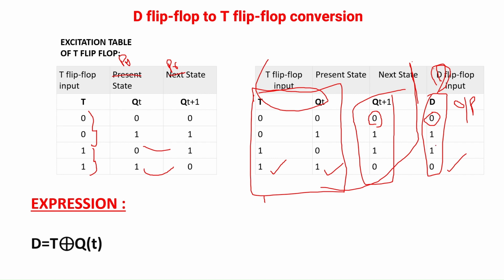So D is nothing but the XOR of T and Q of T. This is the symbol for XOR operation. The XOR of T and Q of T is nothing but D.